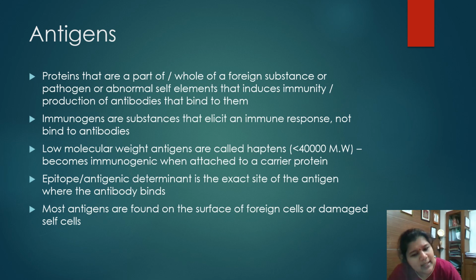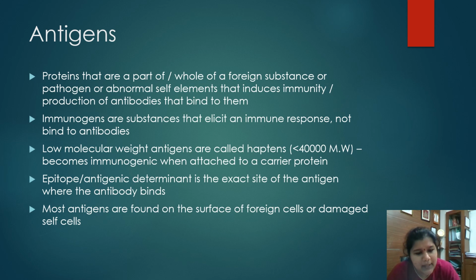So there is another entity called haptens, that is low molecular weight antigens. The antigens that are usually less than 40,000 molecular weight are called haptens. They become immunogenic when they are attached to a carrier protein. That is, when they bind to the carrier protein, the molecular weight of the hapten is increased. Thereby, they are capable enough to perform as an antigen as a whole.